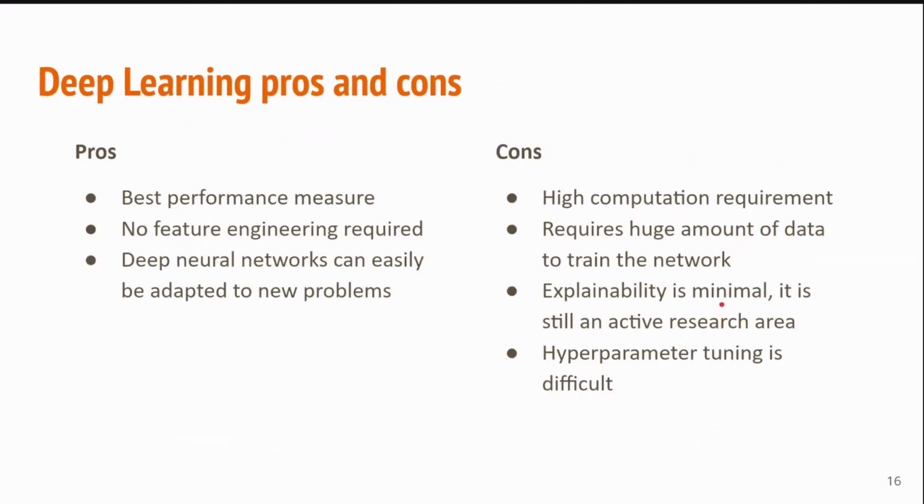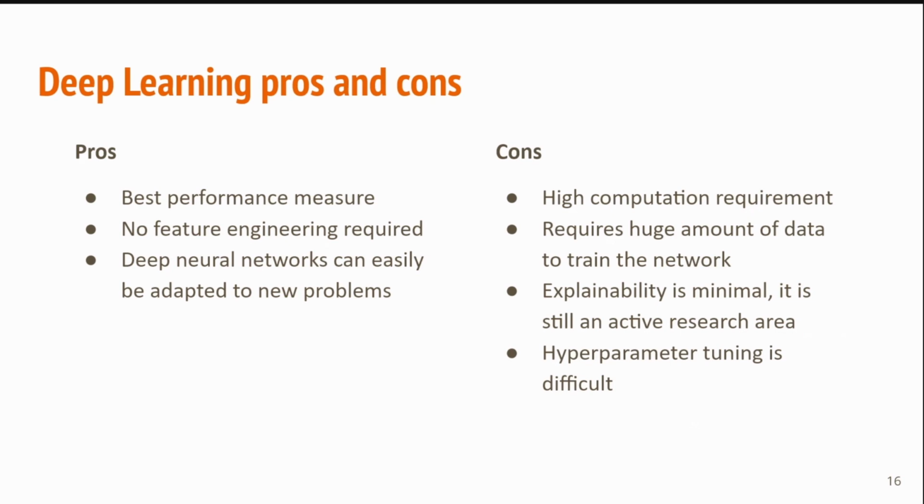And deep learning pros and cons. The pros are the best performance, and you don't need feature engineering. For that matter, it's easy to switch. If you have multiple problems to be solved, you can use the same network for everything. The only thing is you need to retrain it, and you need sufficient data for training.